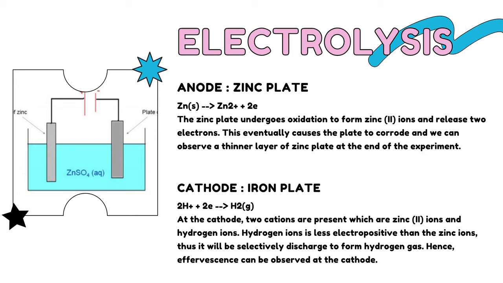This gradually causes the plate to corrode, resulting in a thinner layer of zinc plate being observed. At the cathode, the right side of the diagram, zinc 2 ions and hydrogen ions are present. According to the electrochemical series, hydrogen ions are less electropositive than the zinc ions. Thus, they will be selectively discharged and reduced to form hydrogen gas. Hence, effervescence will be observed.